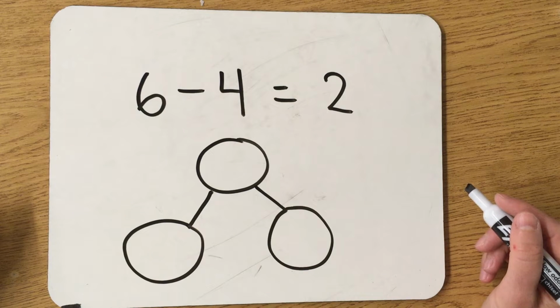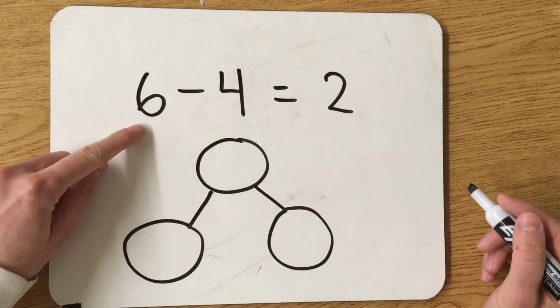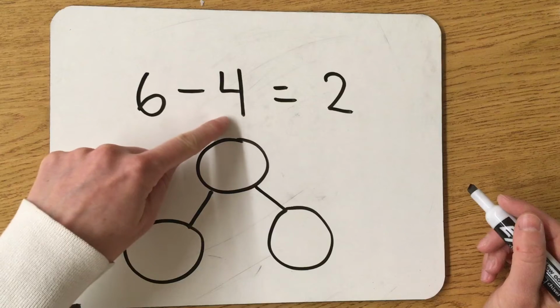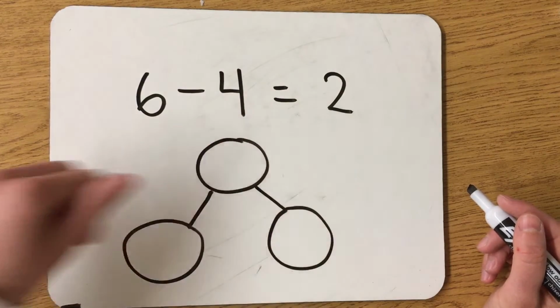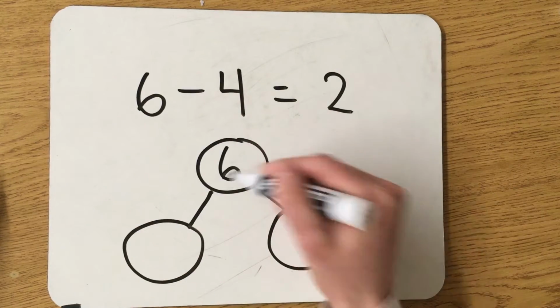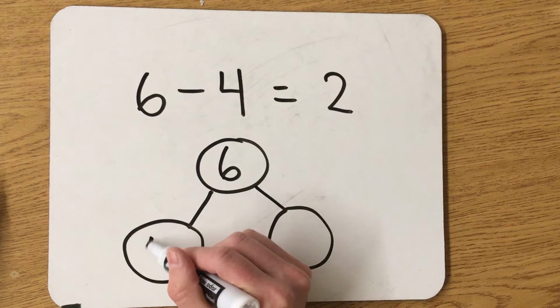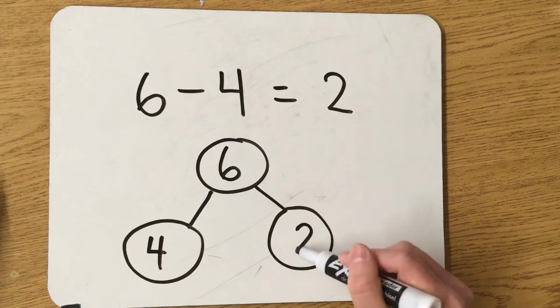When we look at a subtraction equation, we always start with the whole group. Whole group, take away one of the parts, equals the other part.